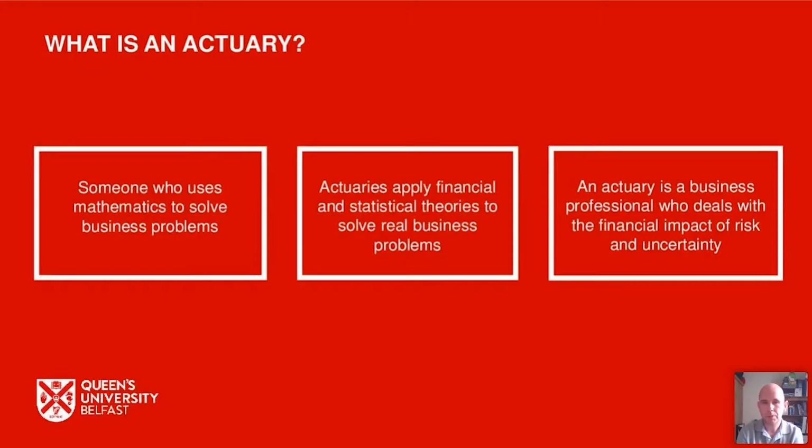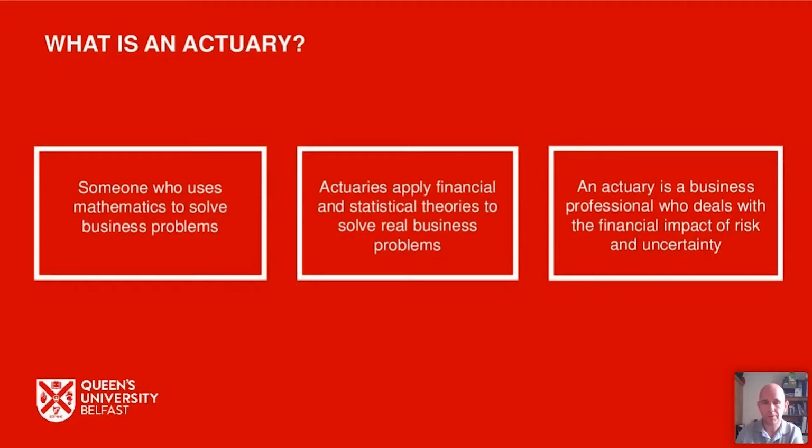Middle one, we're getting a wee bit closer. Actuaries apply financial and statistical theories to solve real business problems. To be fair, we could say economists and statisticians use similar principles as that middle box, so it doesn't really separate out from what actuaries do. The one on the right-hand side is the most relevant for me. An actuary is a business professional who deals with the financial impact of risk and uncertainty. And that's what we deal with: risk and uncertainty. To put it another way, we put a price on or quantify financial risks.